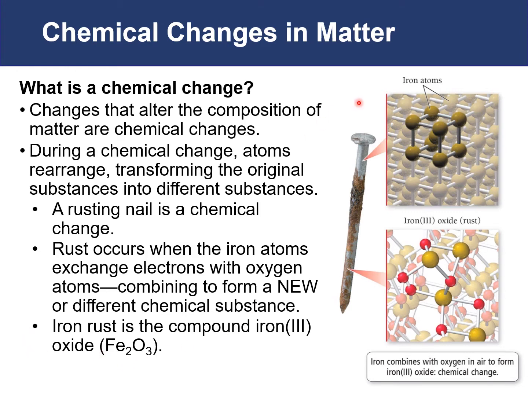So in the example of a rusting nail, you would have iron atoms, but once it oxidizes to form the iron(III) oxide, you'd have the introduction of oxygen atoms that form chemical bonds with the iron atoms. Because you are breaking the iron-iron atom bonds and forming iron-oxygen bonds, we are undergoing a chemical change.